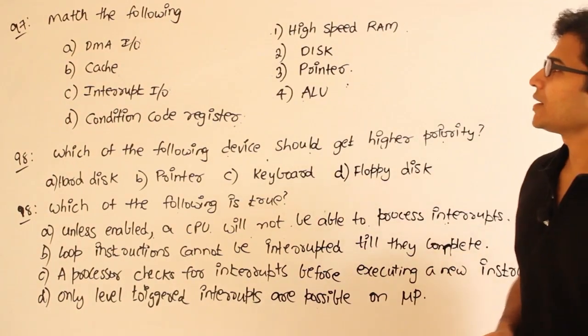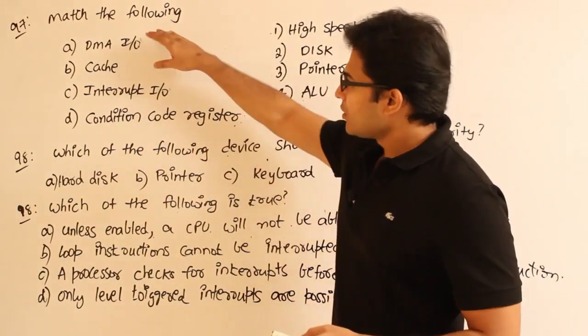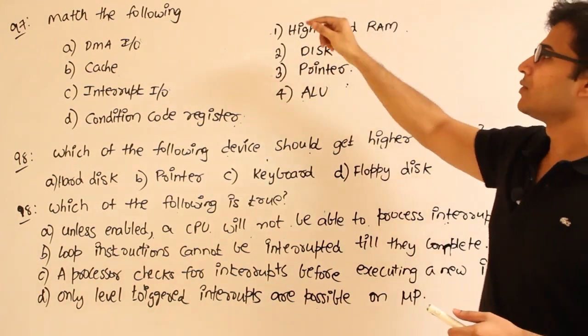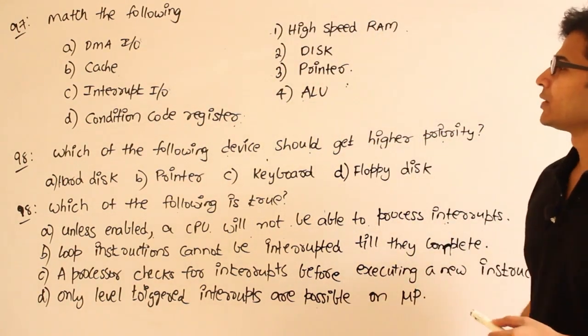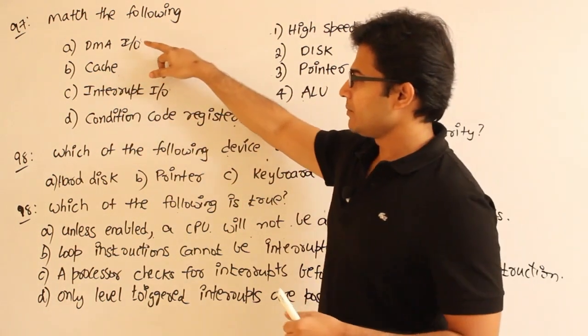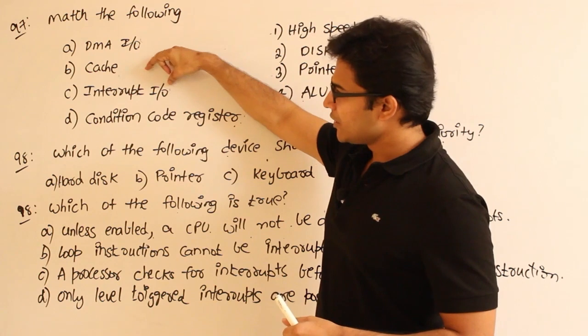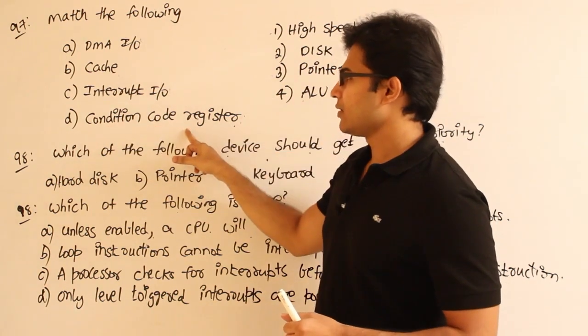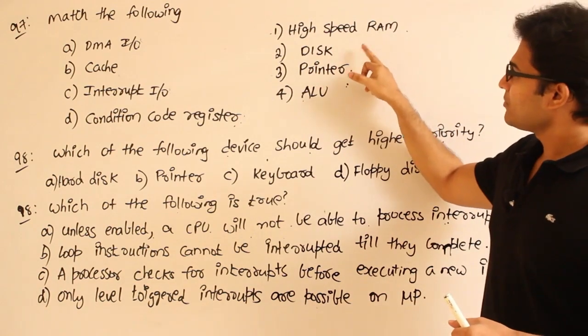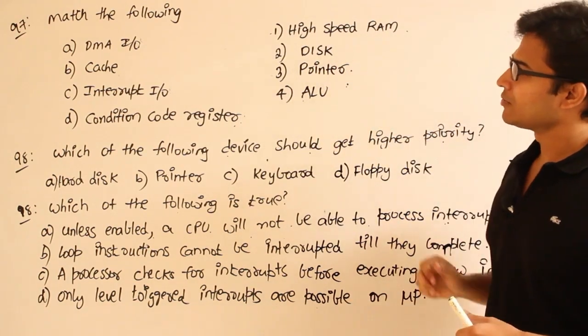See this question, match the following. In one column we are given 4 options and in the other column we have 4 options. We have to pick one of them and match with one of these. So if you observe here, we have DMA IO, cache, interrupt IO, and then condition code register. On the right hand side we have high speed RAM, disk, printer and ALU.